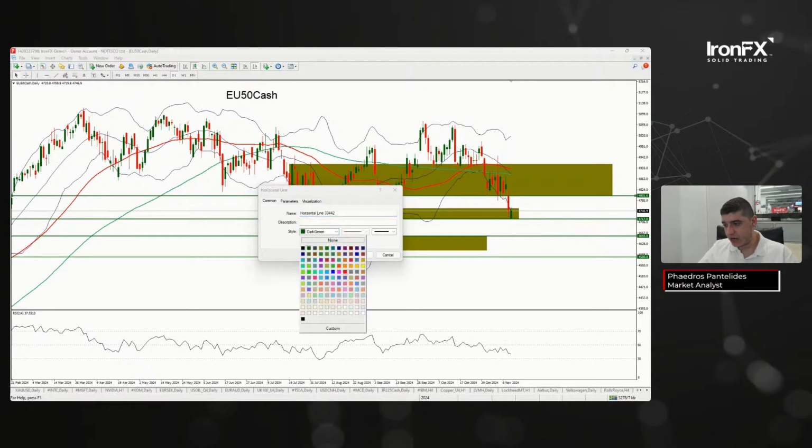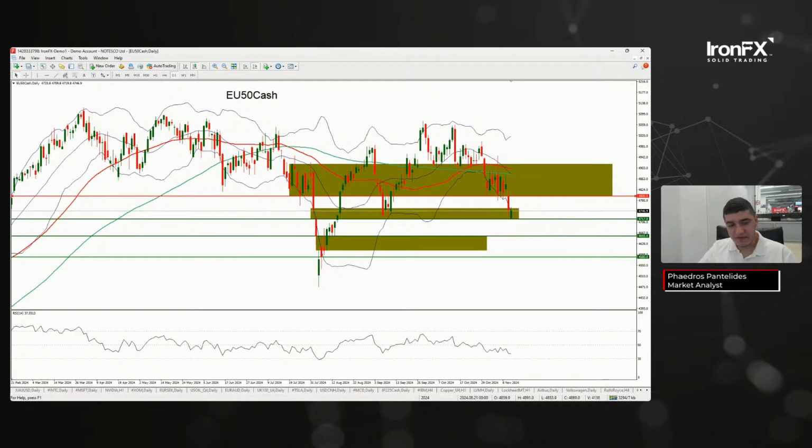Using the same rectangle that we've drawn, we will be finding our resistance line at R2. This high here acted as support, broke below, resistance overall, wick, touch, wick roughly on two occasions. So we're keeping that as resistance. And then for R3, too close.